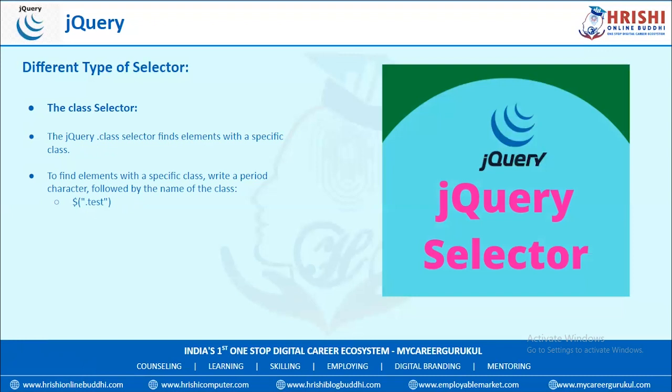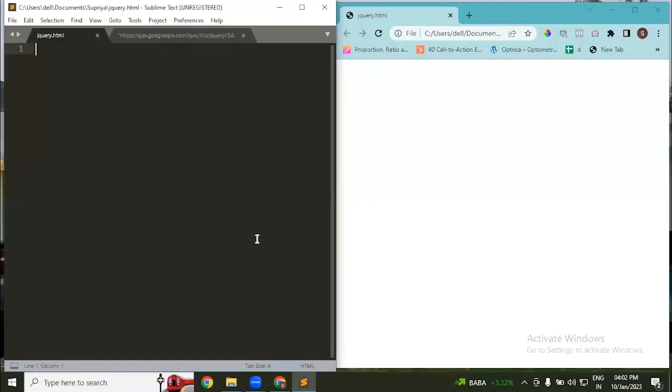So let's see the practical implementation of this. Here for the jQuery file also we have to take one blank file and save that file with a .html extension. After that we'll write a simple HTML structure giving the title as jQuery selector.